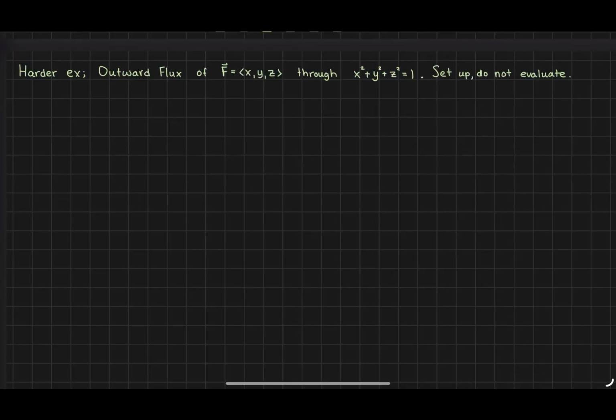So for our final harder example here, we're going to be asked to calculate the outward flux of our vector field F(x, y, z) = ⟨x, y, z⟩ through x squared plus y squared plus z squared equals 1. Set up, do not evaluate. For this one, it's actually really not needed to draw a picture, although you can.